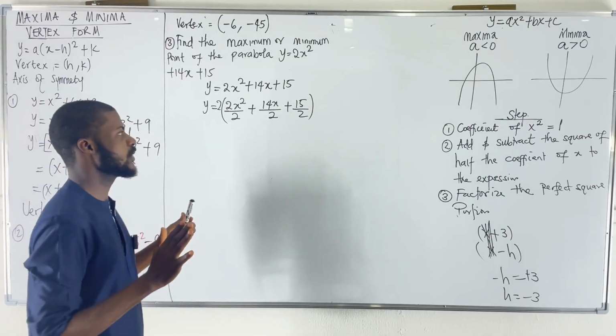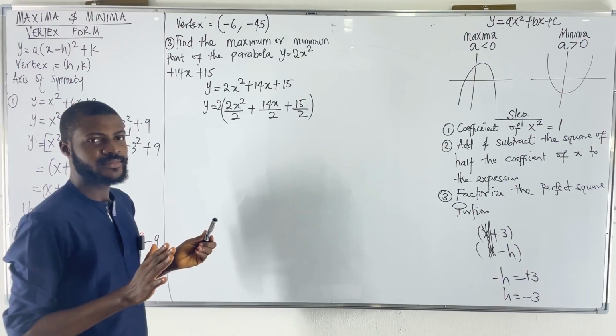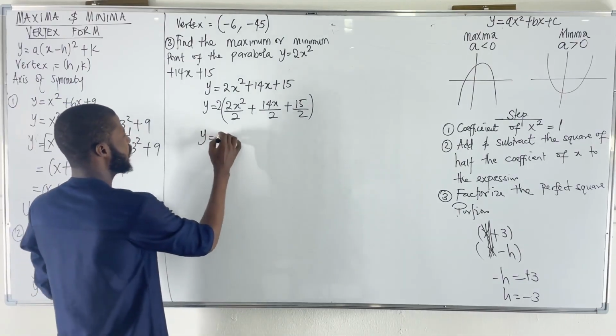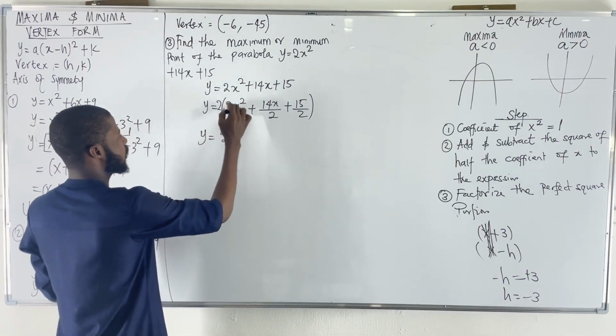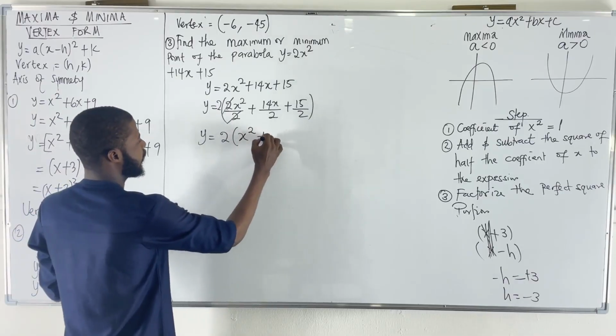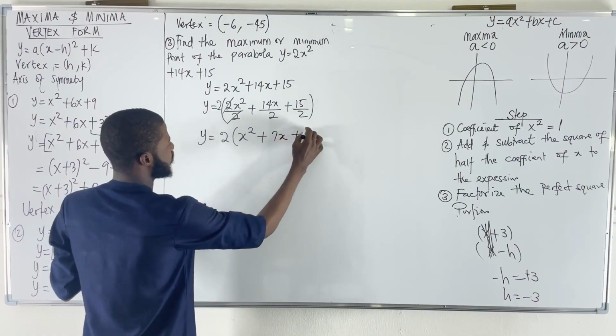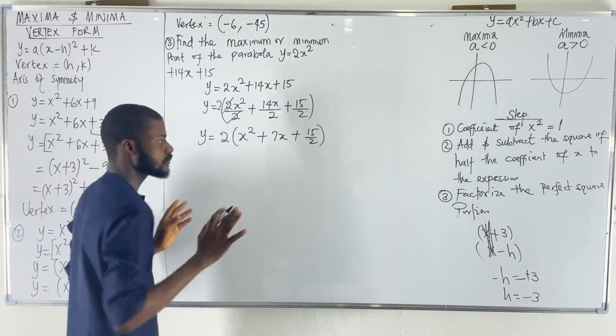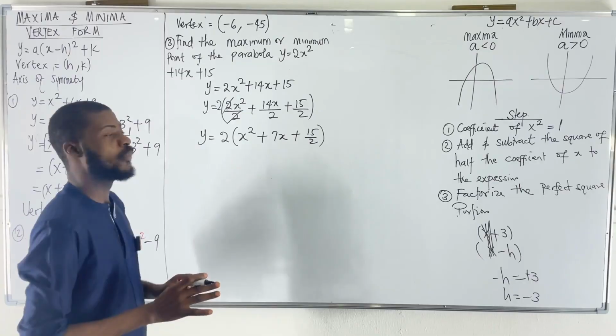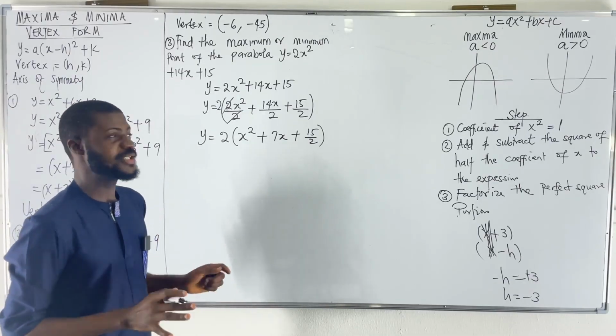I need to multiply by 2. So this will then become y equal to, when the 2 cancels out, x squared plus 7x and then plus 15 over 2. That's one way to do it. Please take note, this is one way to do it.